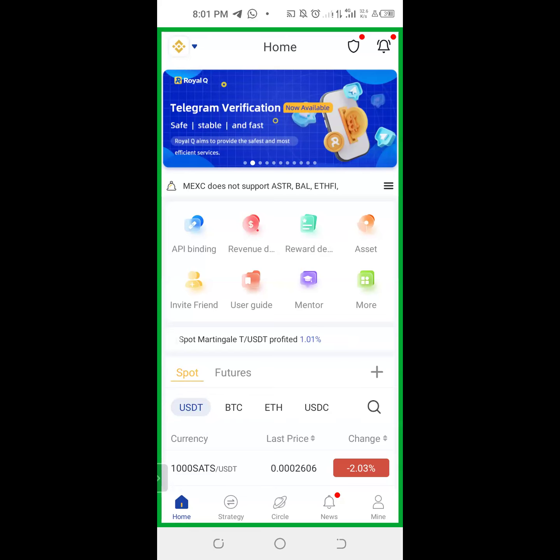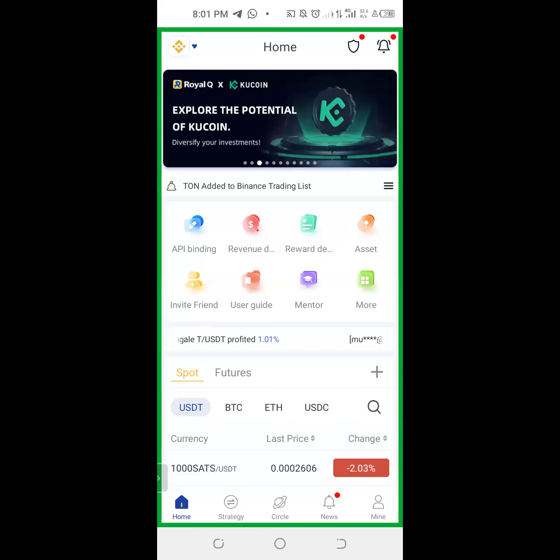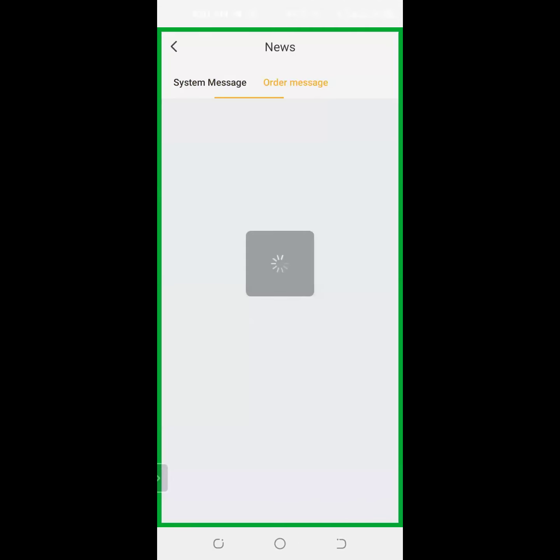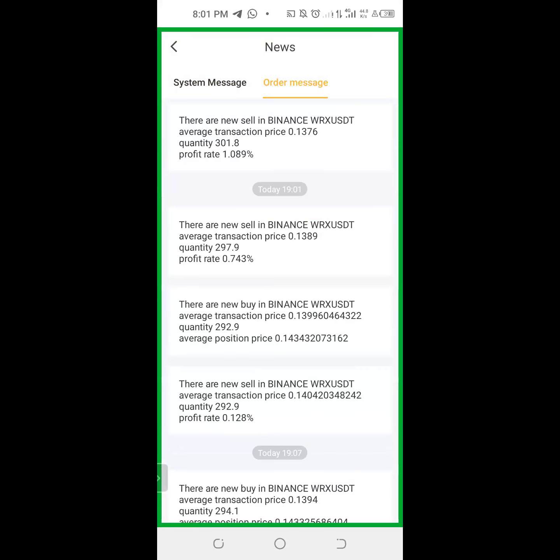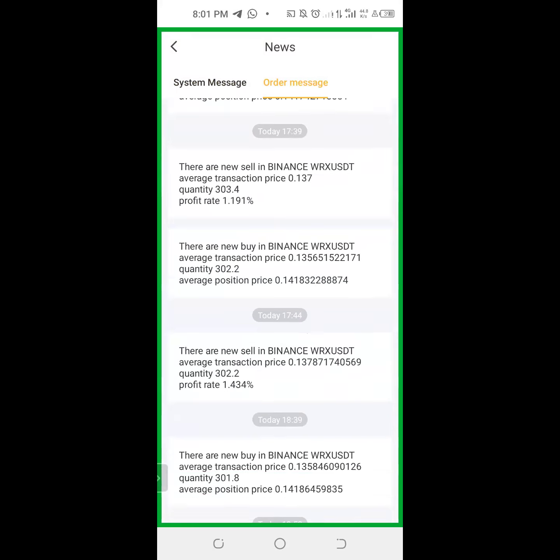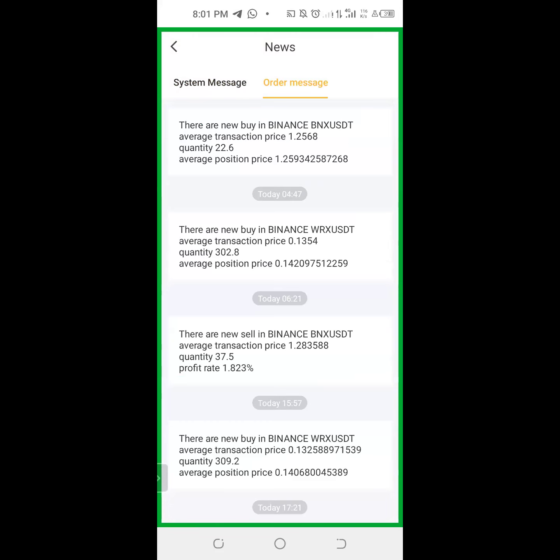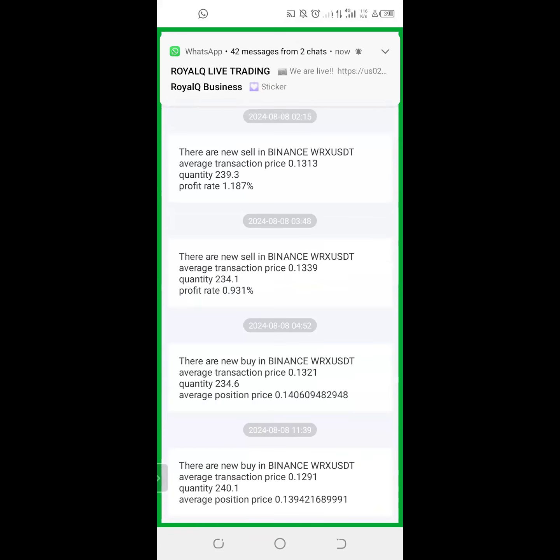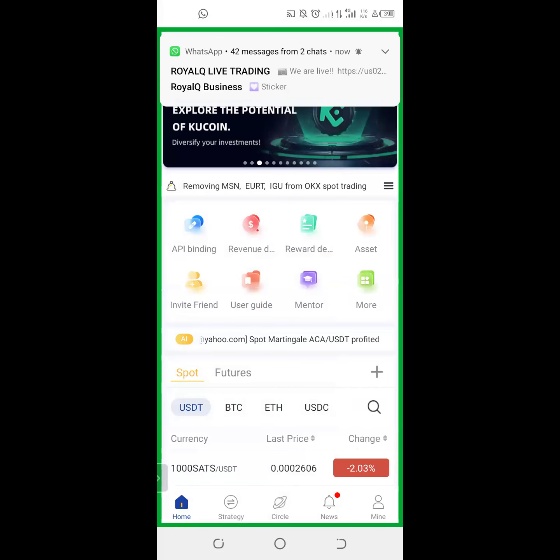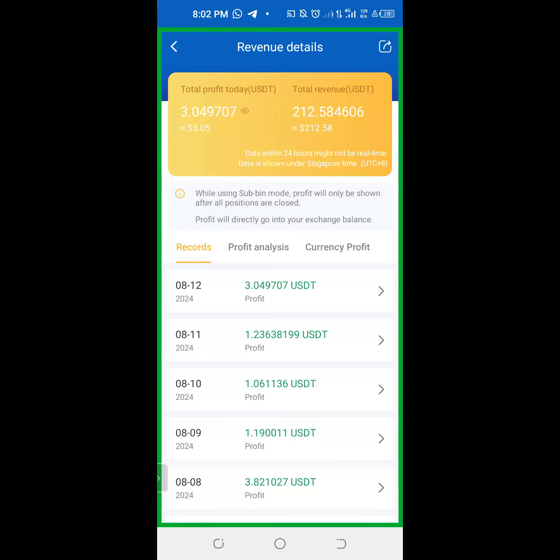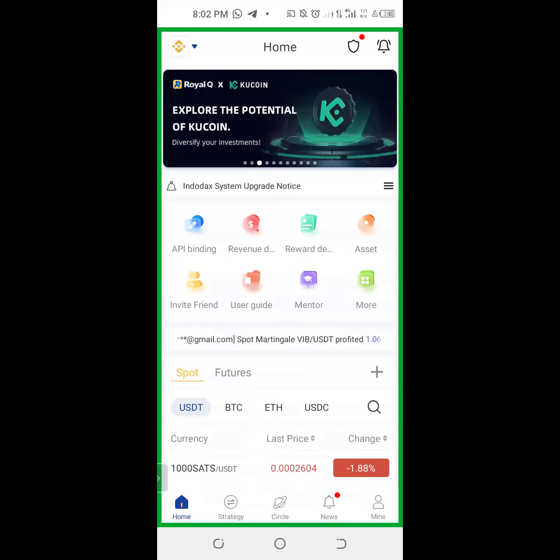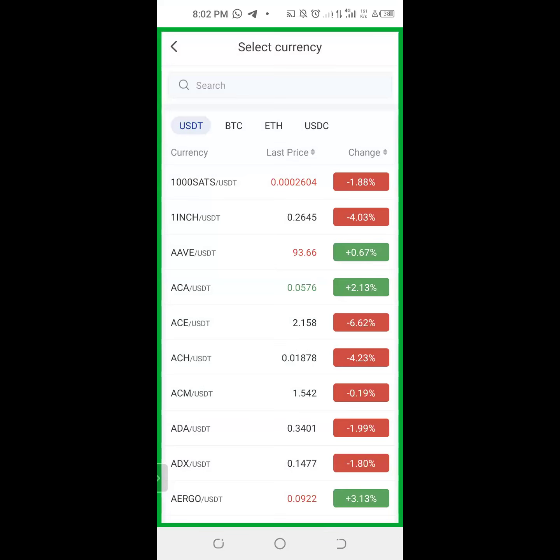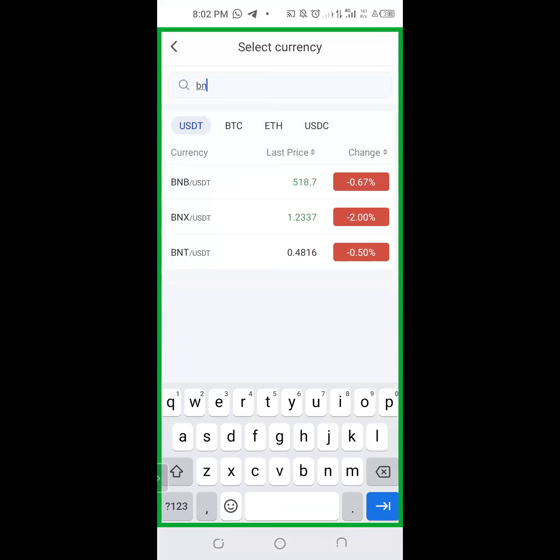I think there is a coin that, okay, what's the name of that coin? That coin delivered. It was yesterday. BNX. That was a coin that I entered and practiced on, BNX. It was the most negative coin.